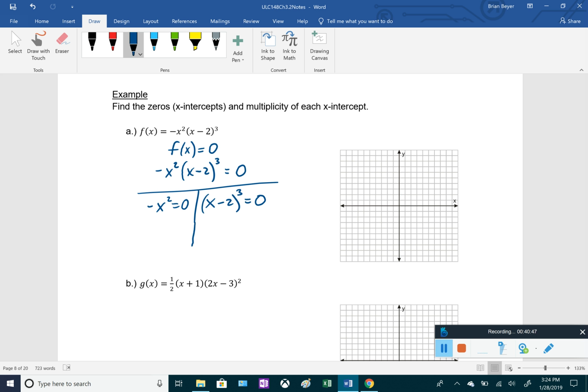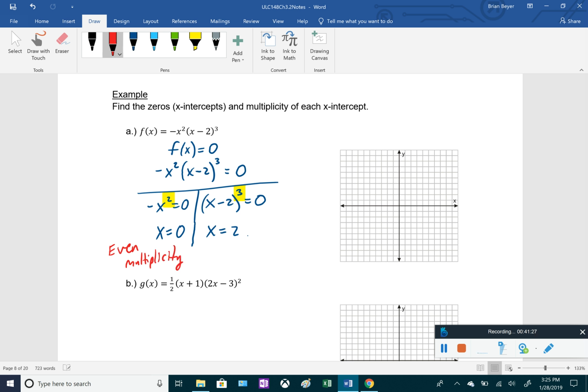On this left-hand side one, we can negate both sides and then take the square root. That would just give us x equals 0. For the right-hand side, we would have to cube root both sides, but that would just give us x minus 2 equals 0, which would just give us x equals 2. So let's figure out the multiplicity for each one. What we have to do is look at the exponents on the factors. So here's one exponent, here's the other exponent. So for x equals 0, since it was a 2, that's going to be even multiplicity.